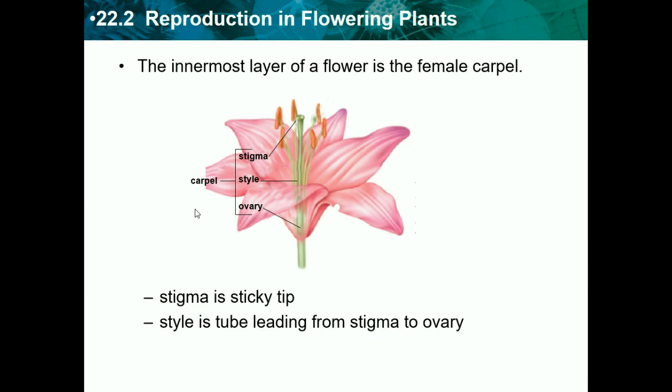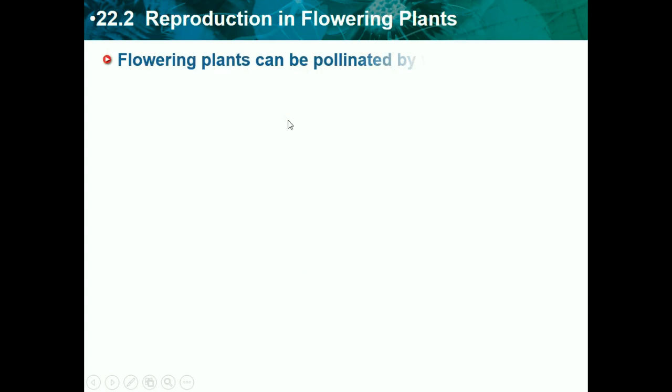So stigma is the sticky tip, style is the tube leading from stigma to ovary. Ovary produces female gametophytes. And yeah, the stigma is a sticky thing that basically when pollen touches it, it gets stuck to it and it goes down.